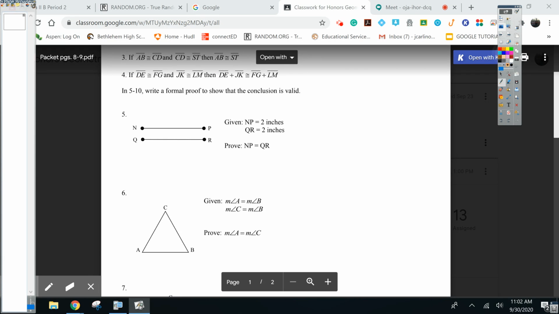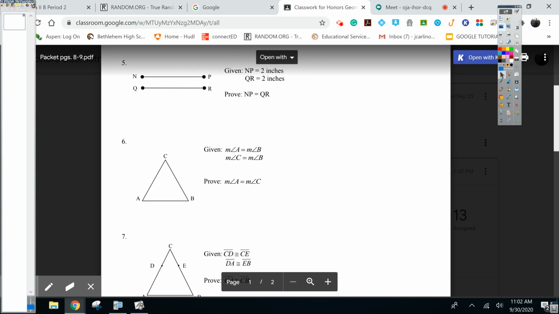Take a look, guys. If QR equals 2 inches, can I take QR and replace it where I see another 2 inches? What did I just do there? Substitution. So step 2 is just substitution. That's it. I don't want you to assume that it's all given, addition, substitution, because it's not. Some of them will be, but not all of them. Last thing, can you guys go to number 8, please?